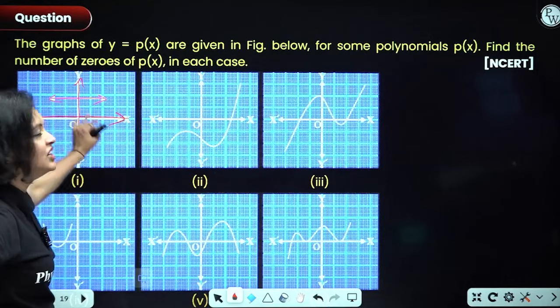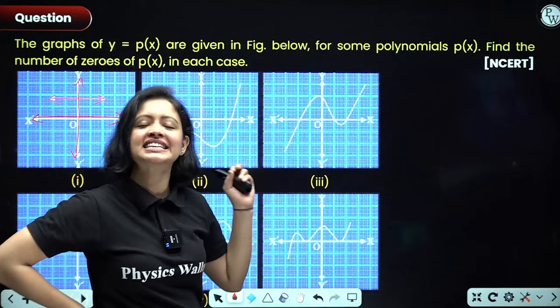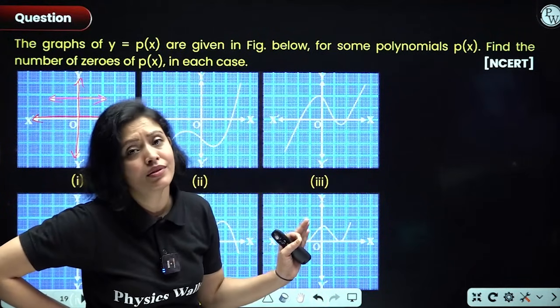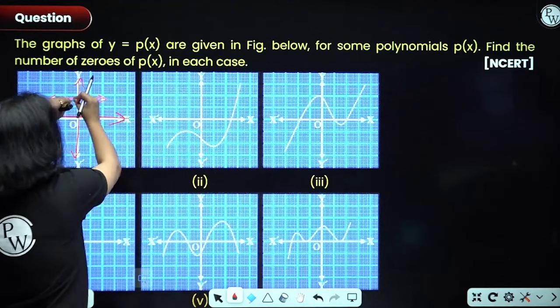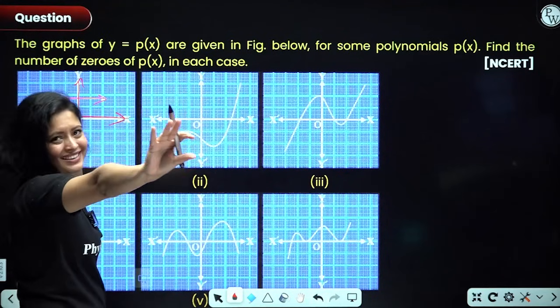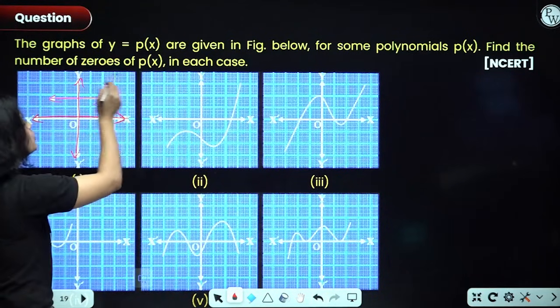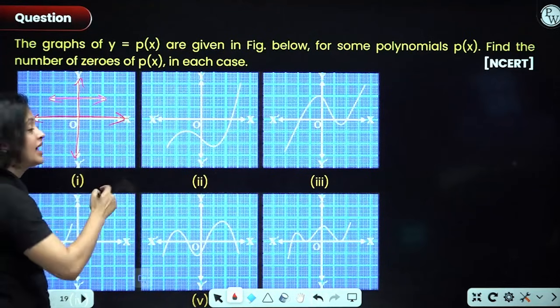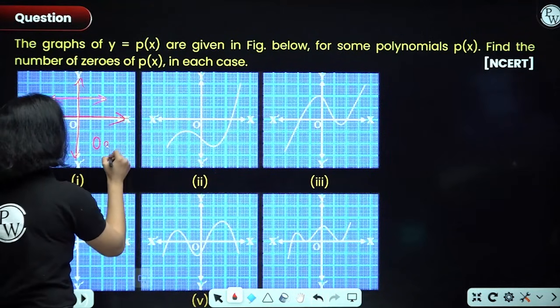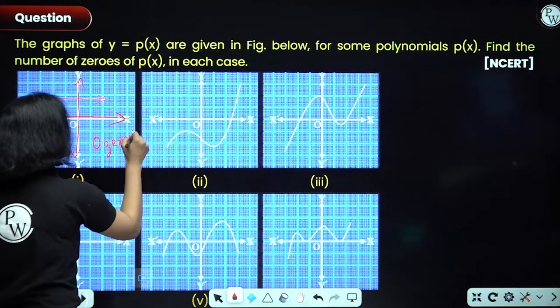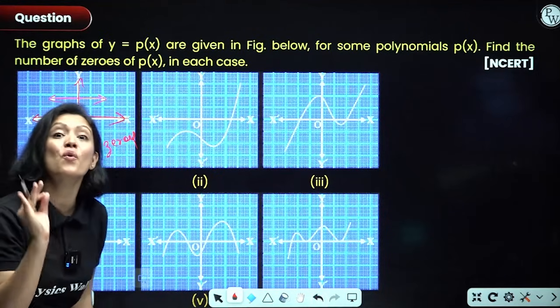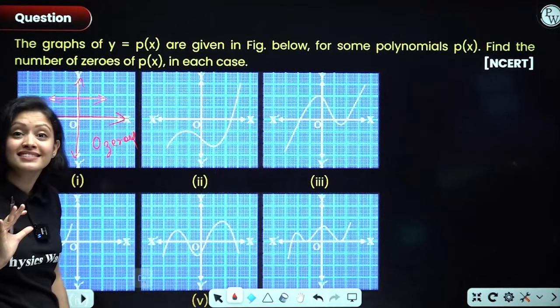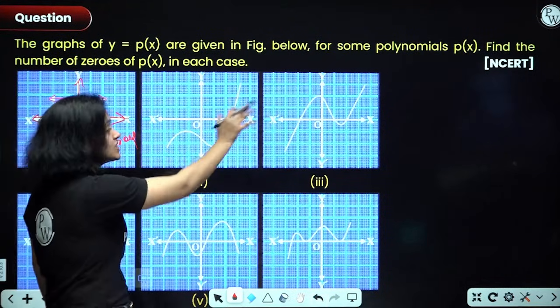Now this pink line here, is it intersecting the x-axis at any point? No, it's not, right? It will go parallel to the x-axis always. So here, what will you say about the zeros of p(x)? It has 0 zeros, because there is no point of intersection with the x-axis. Got it? Now let's move on to the second graph here.